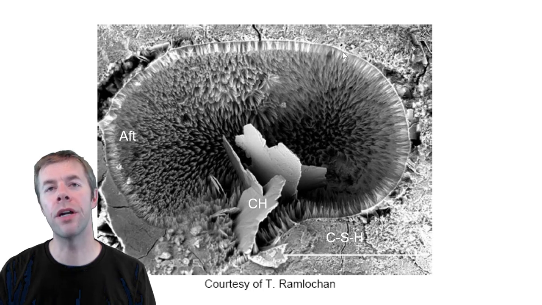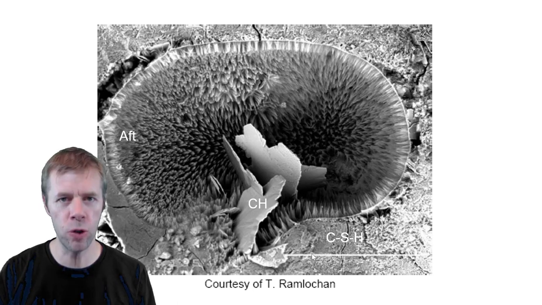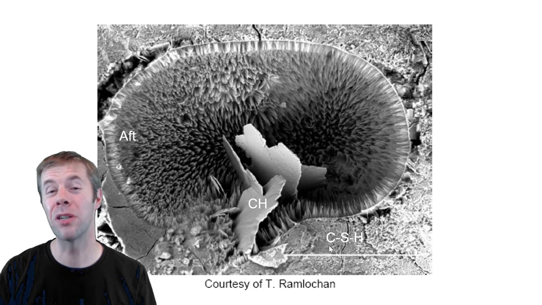And he's showing an air void here that's actually filled in with ettringite. All those needles, those are ettringite. And here is calcium hydroxide sticking up out of the air void. And see this material? This is CSH. See, we're kind of zoomed out. It looks like a bunch of rocks, doesn't it? Well, it's also been polished.